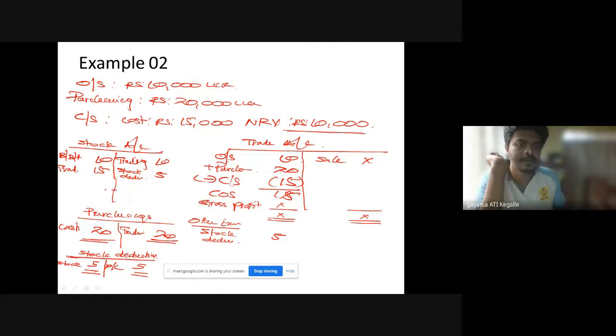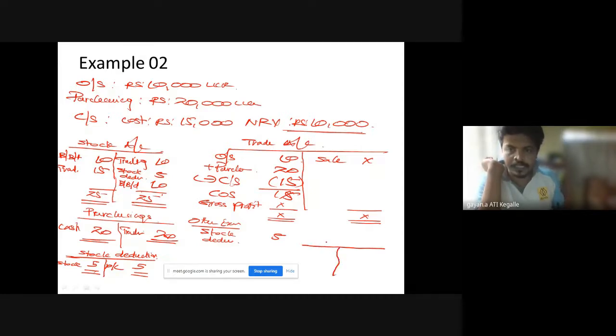And now we can balance the stock account. Here 25, here 25, then here we can see the balance 10. Balance brought down. This is what we should record in the statement of financial position under the current assets as stocks.